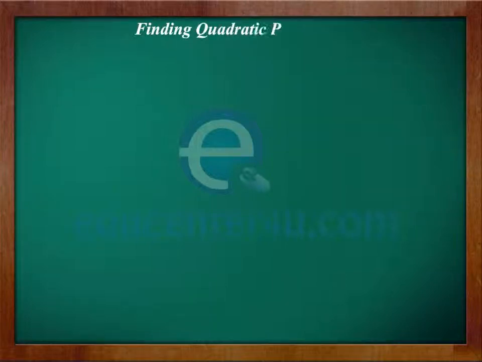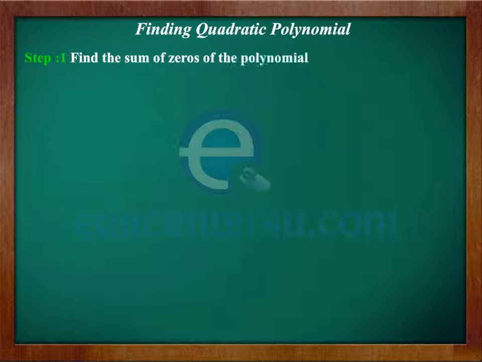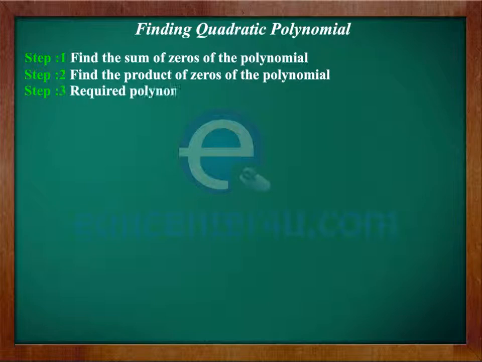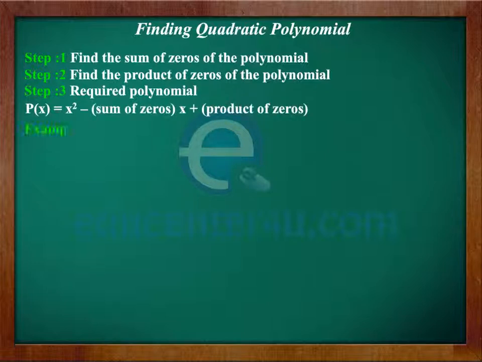Finding a quadratic polynomial. Step 1: Find the sum of zeros of the polynomial. Step 2: Find the product of the zeros of the polynomial. Step 3: The required polynomial is p of x equals x squared minus sum of zeros into x plus product of zeros. Example: Find the quadratic polynomial whose zeros are 2 and 3.